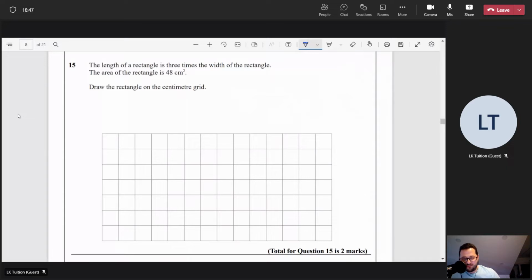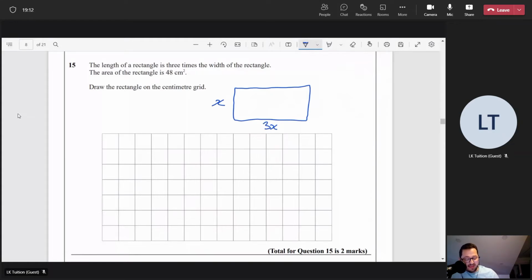Okay, so question 15, it says the length of a rectangle is 3 times the width of the rectangle, and the area of the rectangle is 48 centimetres squared. Draw the rectangle on a centimetre grid. All right, well, let's start by drawing a quick sketch so we can think about what it looks like. We're saying that the length is 3 times the width. So whatever the width is, the length is going to be 3 times. I've just called it x there.